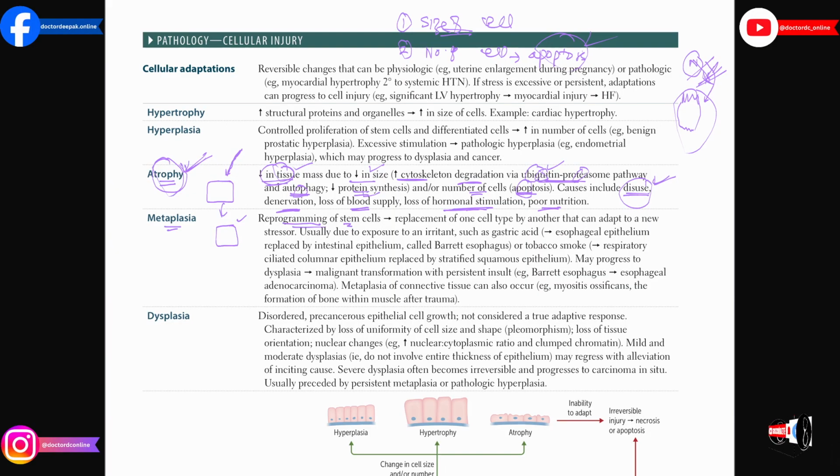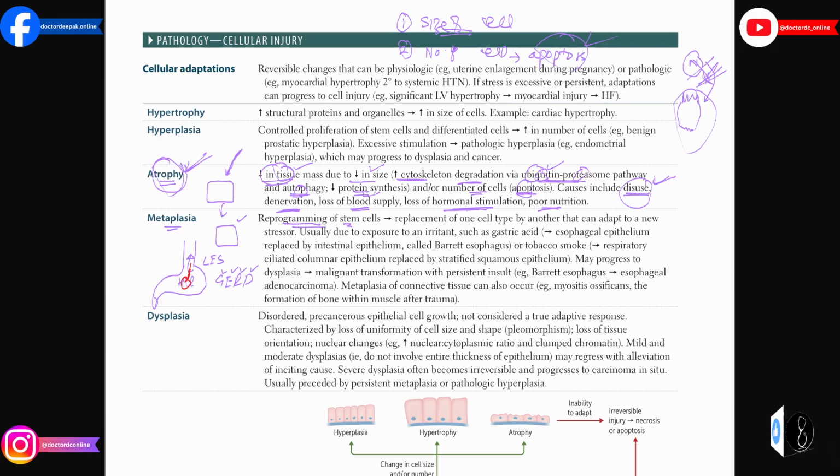Let me give one example. Suppose this is the esophagus, and here is the stomach. We know that in the stomach there are parietal cells. Parietal cells secrete hydrochloric acid, and normally the acid in the stomach is not going back into the esophagus. Why? Because of the lower esophageal sphincter. But sometimes a person has the condition GERD, gastroesophageal reflux disease. What happens in this condition? The acid goes back from the stomach into the esophagus.